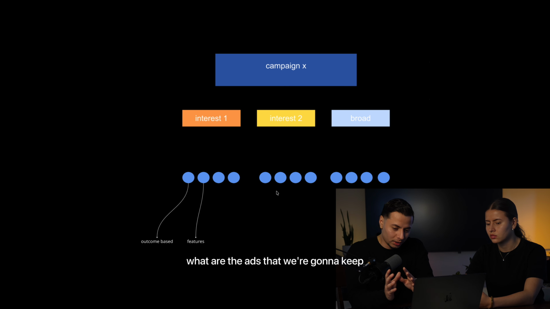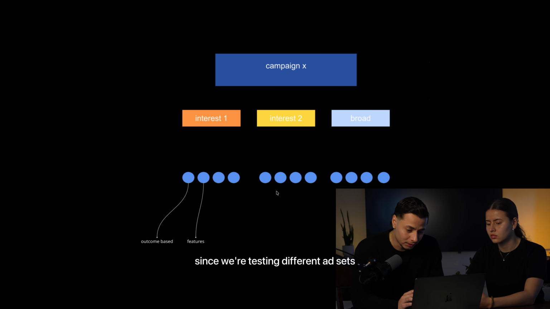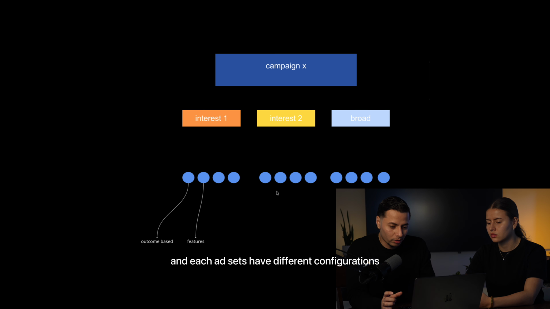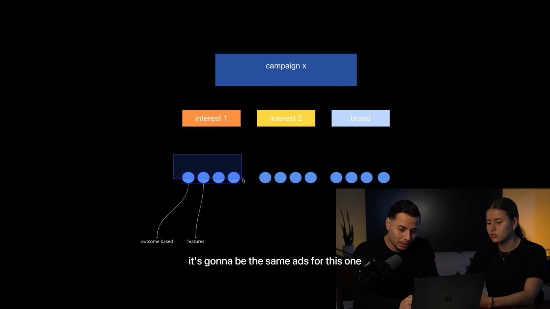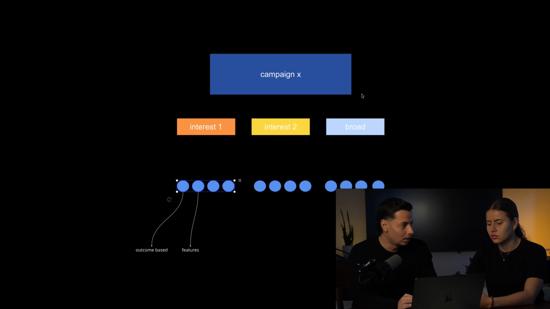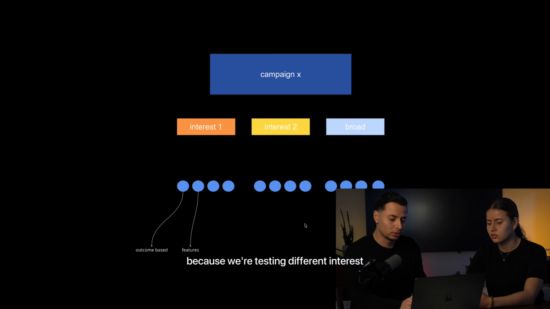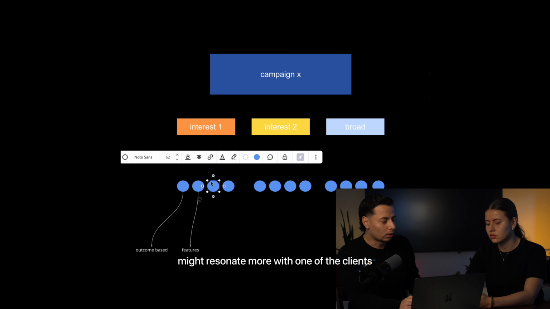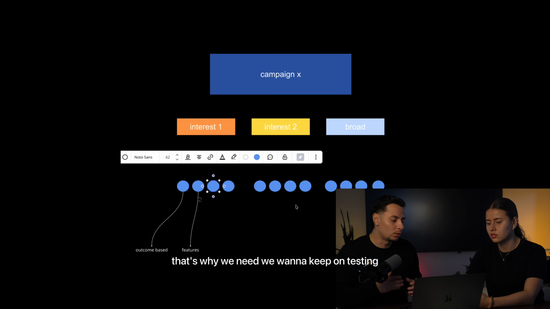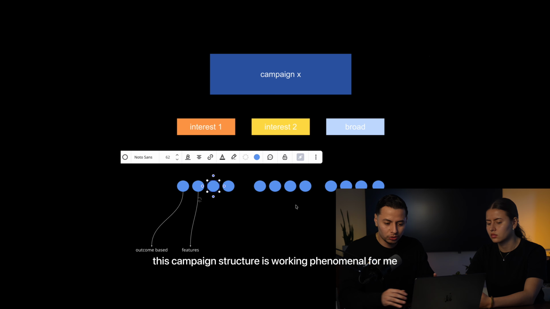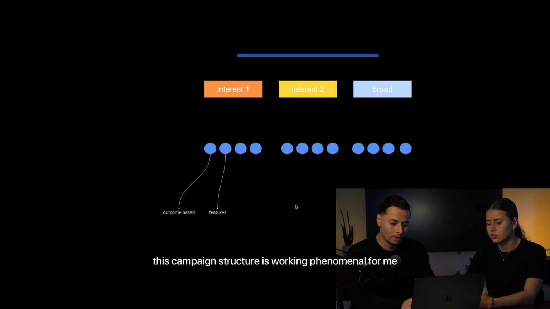What are the ads that we're going to keep in each of these campaigns? Since we're testing different ad sets and each ad set has different configurations, it's going to be the same ads for this one, same ads for this one, and same ads for this one, because we're testing different interests. So in interest 1, one of these ads might resonate more with one of the clients, and in the other it might be the other, and then the broad might be another. That's why we want to keep on testing. This campaign structure is working phenomenal for me.